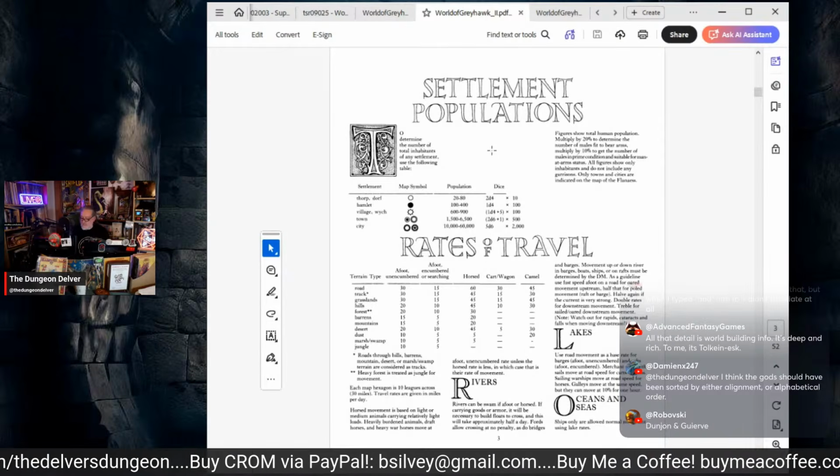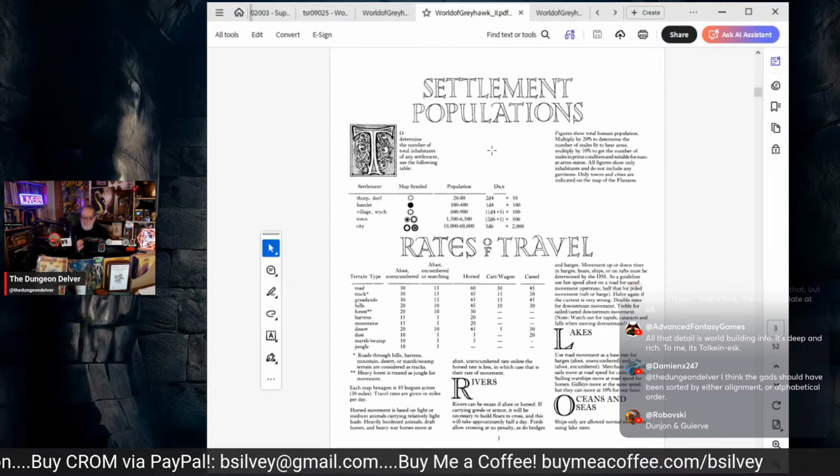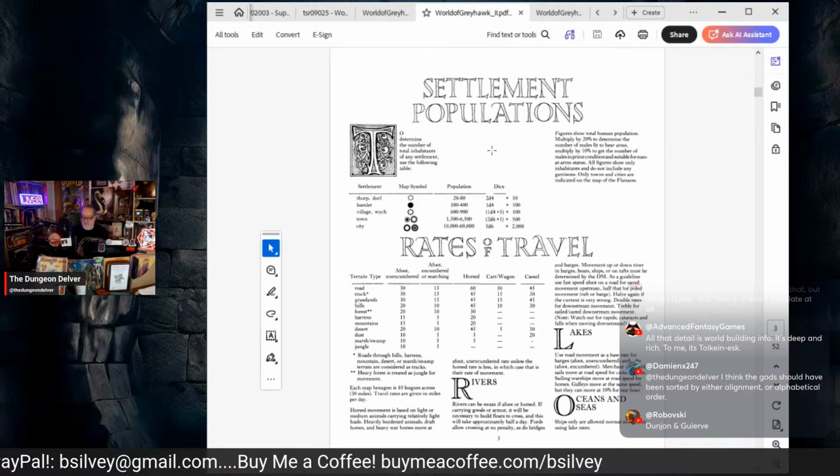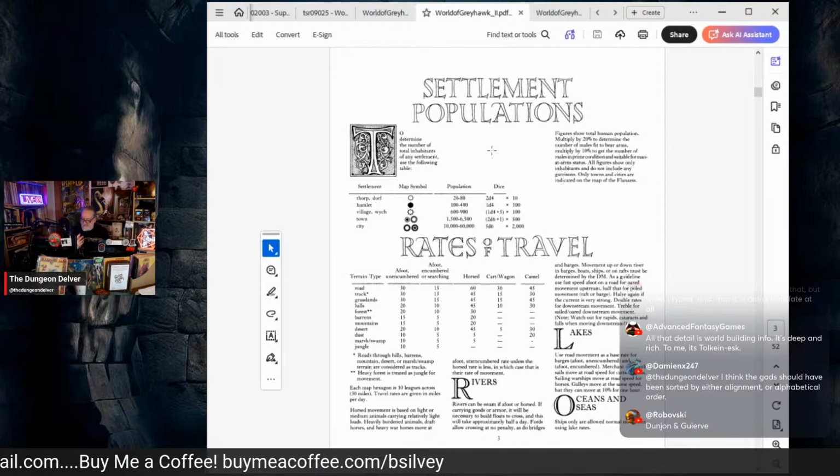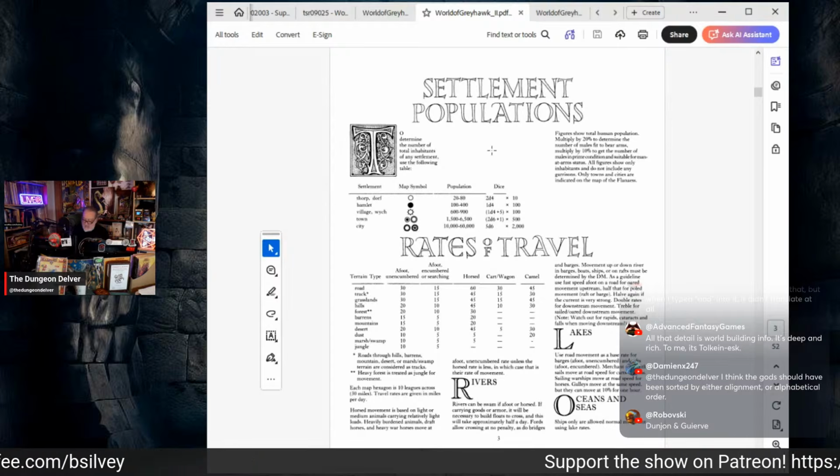So this is really helpful. This kind of mirrors what you get in the Dungeon Master's Guide for travel, but it really gets specific to Greyhawk for rates of travel. I like that a lot.